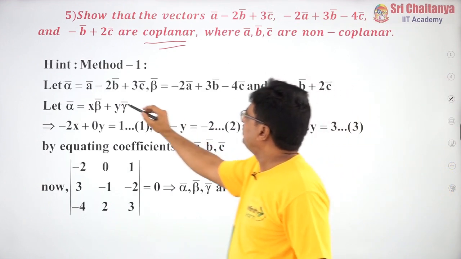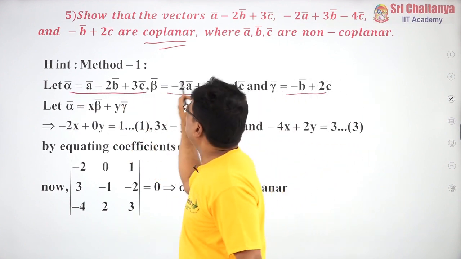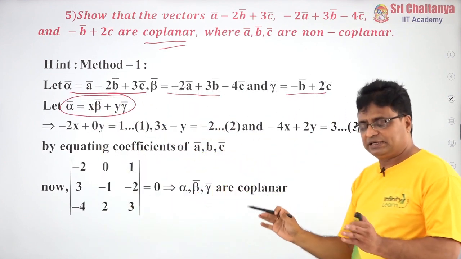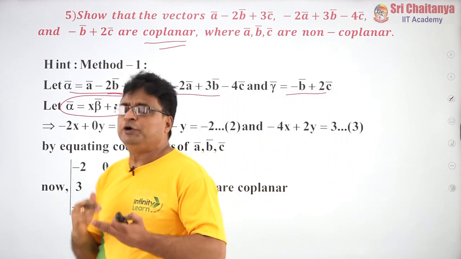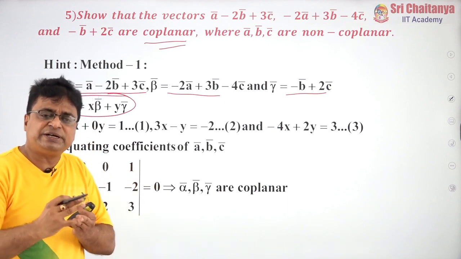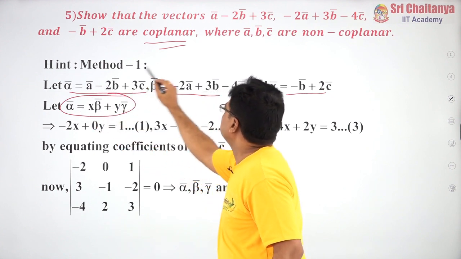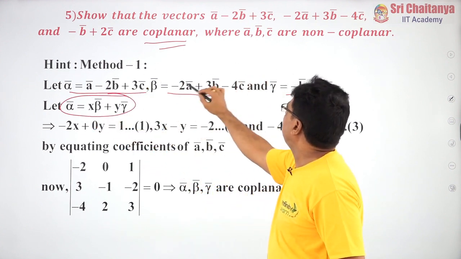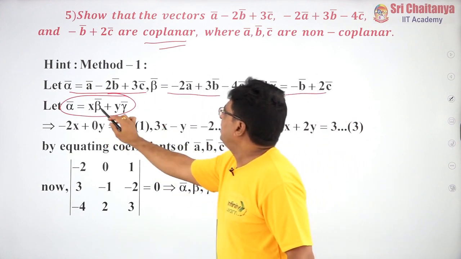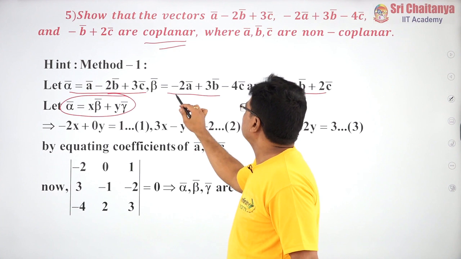This is method number 1. You take alpha as this one, beta as this one and gamma as this one. You express any one of these 3 vectors as a linear combination of the other 2. Whenever 3 vectors are given and they are asking whether they are coplanar or not, better you take any one of them and express that as a linear combination of the remaining 2. So, I have taken alpha and expressed it in terms of beta and gamma, that is alpha bar is equal to x beta bar plus y gamma bar. We need to find x and y.